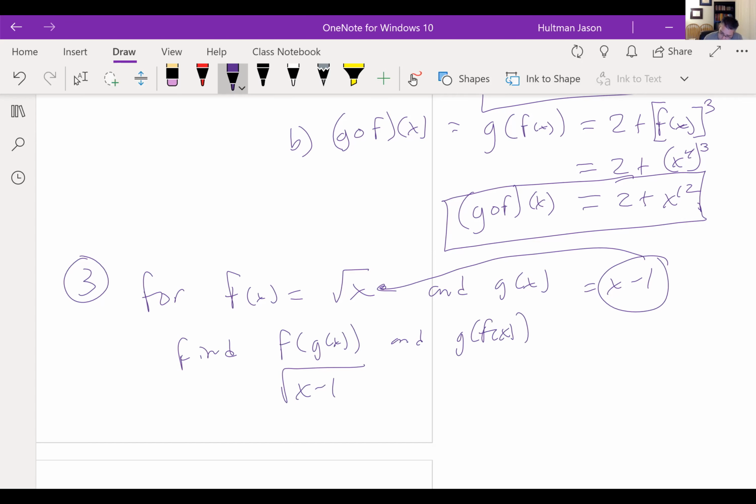Okay. And what's g of f of x? Well, that means start with g and plug in f. Whoosh. So that's going to be radical x minus 1.